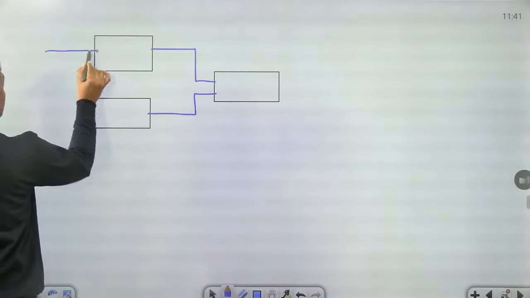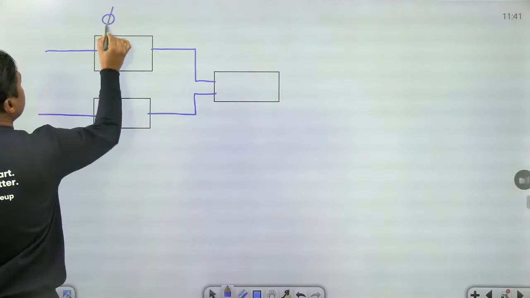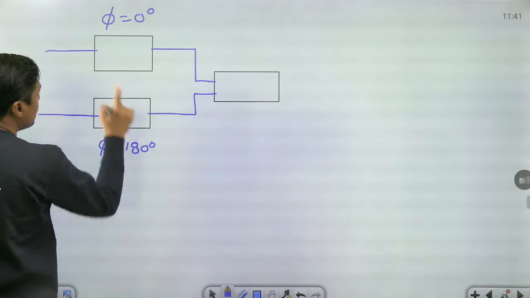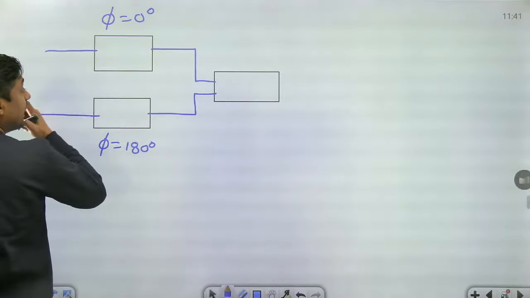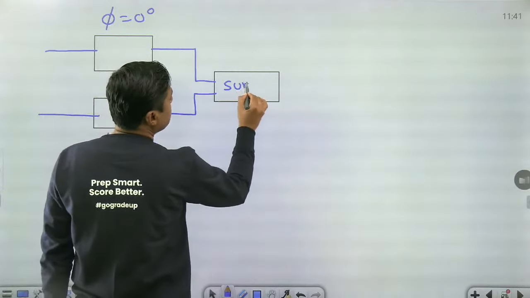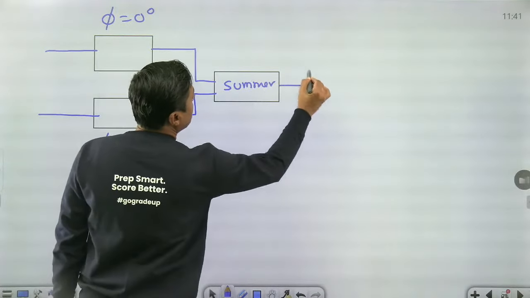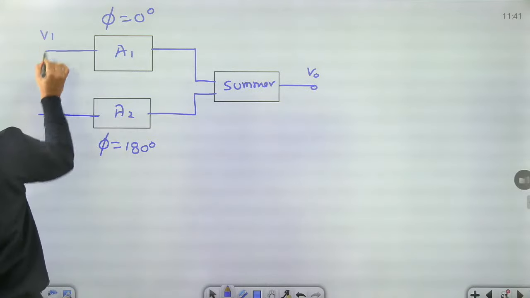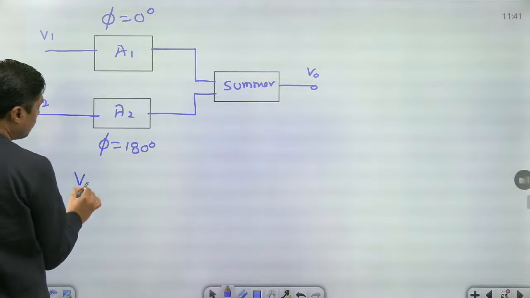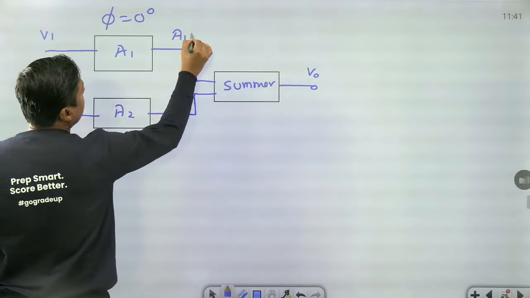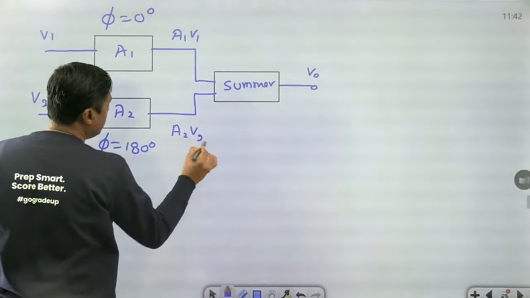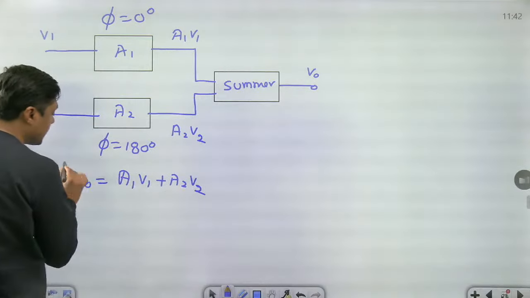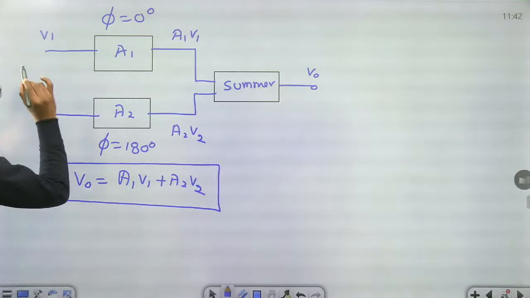Now, this is one amplifier, and this is another amplifier. The phase shift of this one is 0 degree, and the phase shift of the other is 180 degree. One is inverting, one is non-inverting, and then we are using the summer. This is the summer, and we are getting the output. The gain of this is A1, the gain of this is A2. Here we give V1, here we give V2. Then the output is A1 V1 plus A2 V2. This is the gain of the differential amplifier.